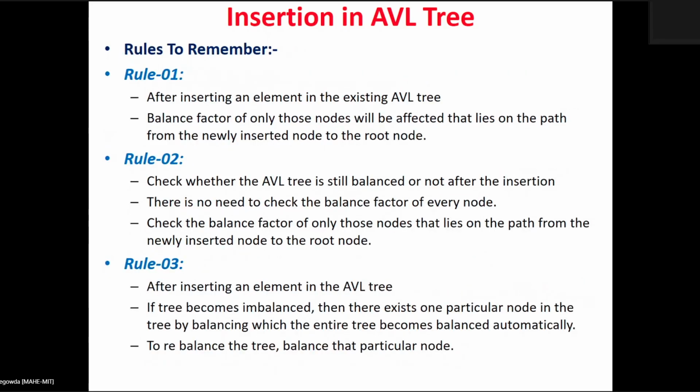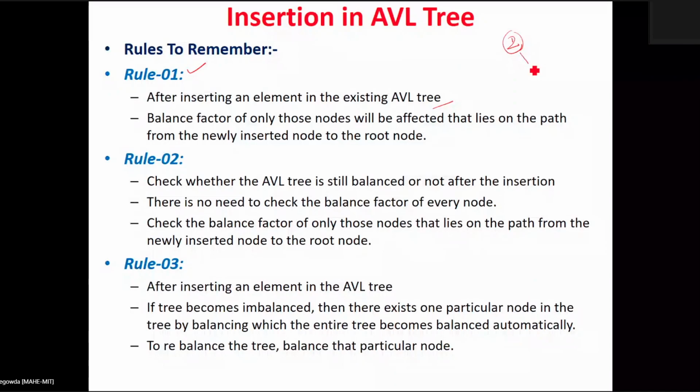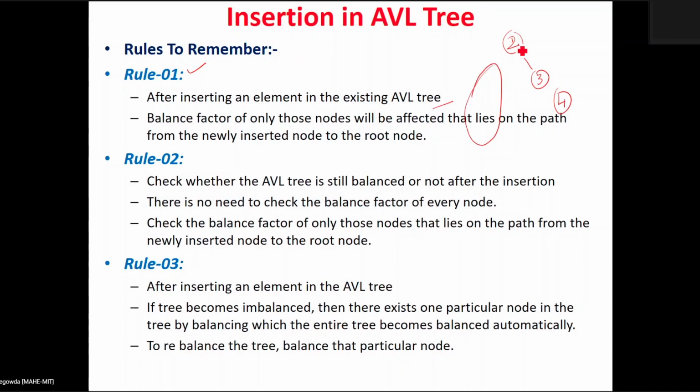Okay, so these are the rules to remember. The first rule: after inserting an element in the existing AVL tree, the balance factor of only those nodes will be affected that lie on the path from the newly inserted node to the root node. As I already told you, say for example you have a binary tree like this, 2 followed by 3, followed by 4. Even though you have a left subtree for the node 2 here, after inserting the new node here, only these particular nodes will be affected. So you only need to calculate the balance factor of these nodes.